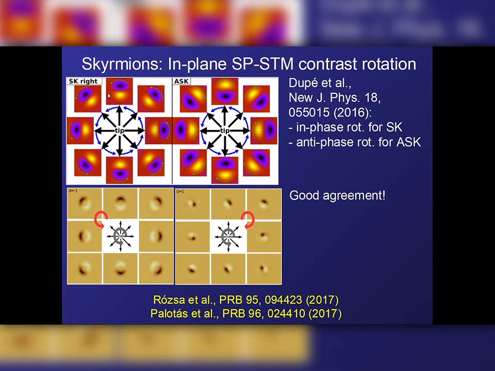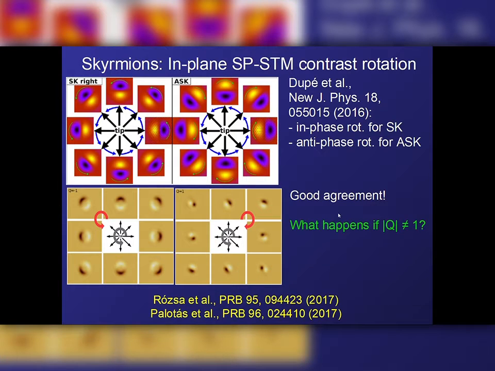We can get more information on the topology if we rotate the in-plane magnetized tip in the simulations. This was proposed by Bertrand Dupuy in this paper here, and they found that for the skyrmion we find an in-phase rotation with the tip magnetization and an anti-phase rotation for the anti-skyrmion. We find the same, of course. It's a good agreement with their paper.